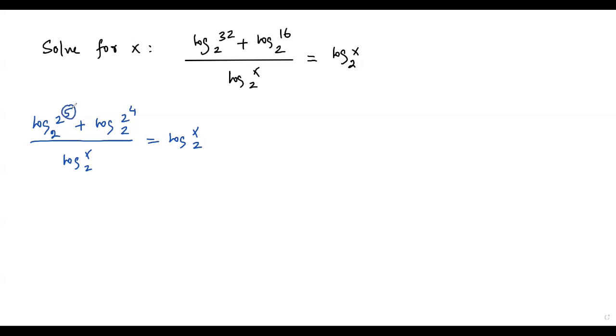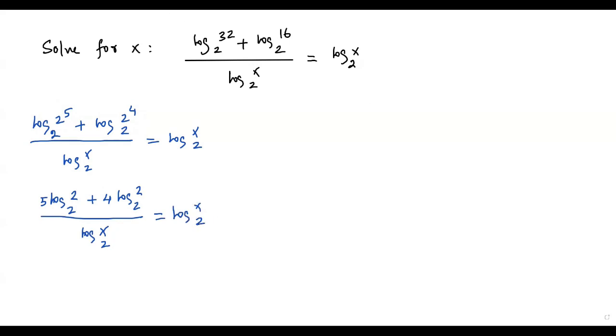Now I can move this exponent 5 in front of this logarithm. When I do so, I get 5 times log 2 to the base 2 plus, and the same thing I can do for this exponent 4, so I get 4 times log 2 to the base 2, over log x to the base 2 equals log x to the base 2.